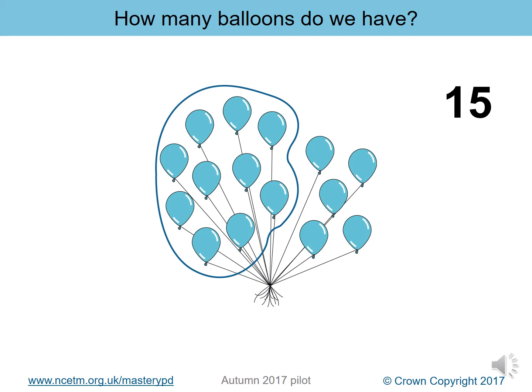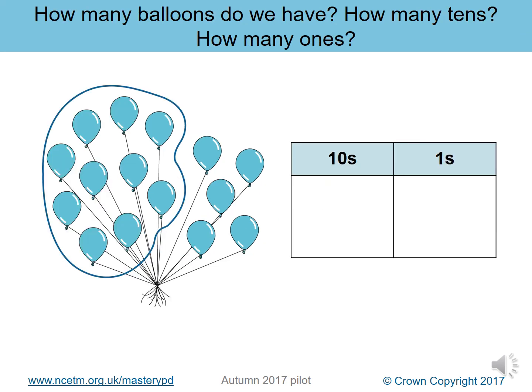Let's have a look at that in a little bit more detail. So here we have the balloons. We said we had 15 balloons. How many 10s do I have and how many ones? So how many groups of 10 have I got? Well, I've got one group of 10, haven't I? Because I've got that circle of 10. So I've got 1 10 and I've got 5 ones left over. And we can write that as 15, as we've just seen. So we look at the 10s and 1s. We've got one group of 10 and we've got 5 ones left over, 15.